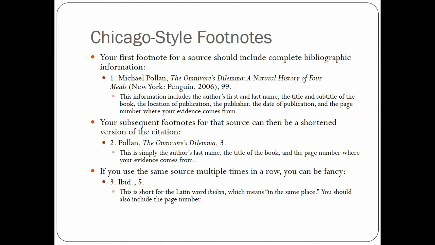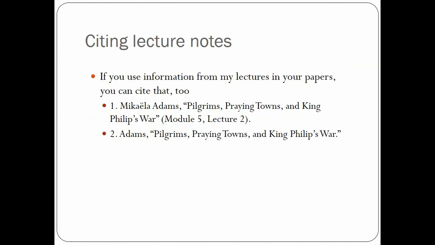Now, if you want to be really fancy and you're using the same source multiple times in a row, you can just use the term Ibid, which is short for the Latin word ibidem, which means in the same place. So it's essentially referring to the footnote just directly above it. If you're citing the same source over and over again, and you don't want to use that shortened citation, you could just use Ibid, and that just refers back to the previous citation. But you should also include a page number if you change pages.